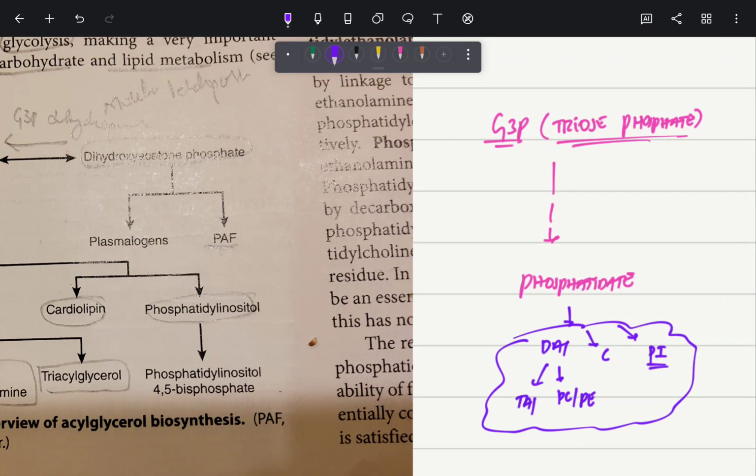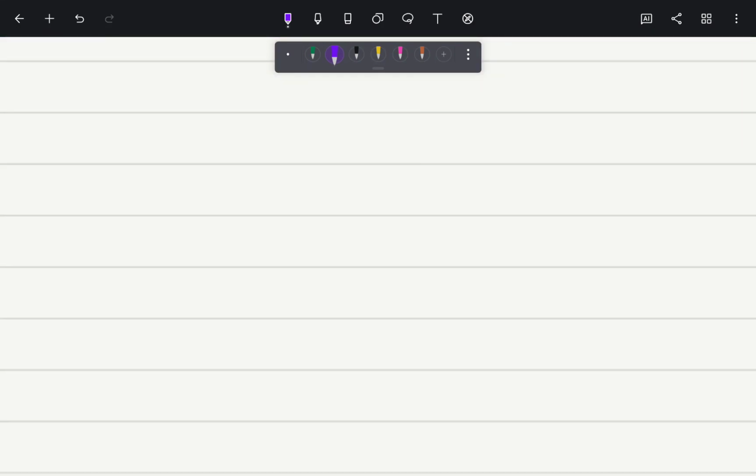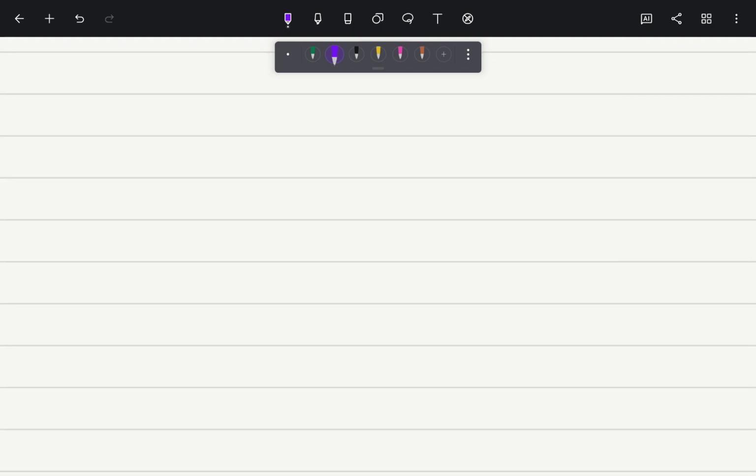Now, how this triose phosphate is formed, we have to understand this, because many of the people were having doubts regarding it. So, what is a triose phosphate? Triose phosphate is nothing but your glycerol 3 phosphate. Now, I already told you in my previous video that glycerol is a 3 carbon structure, and to the third carbon we have a phosphate group, hence it is called your glycerol 3 phosphate.